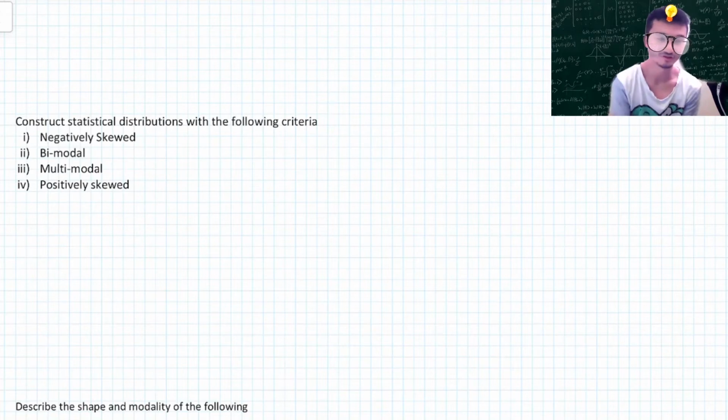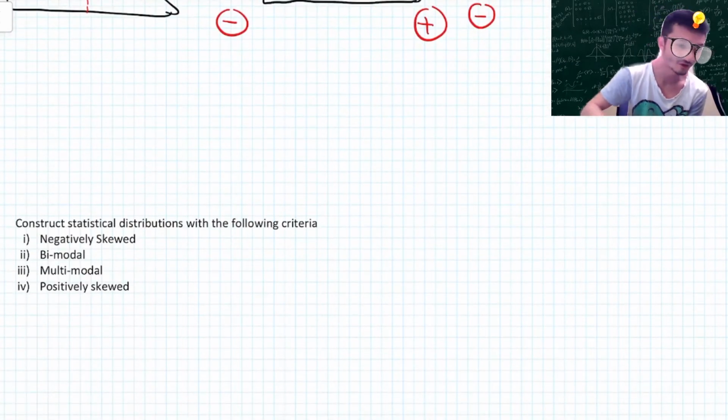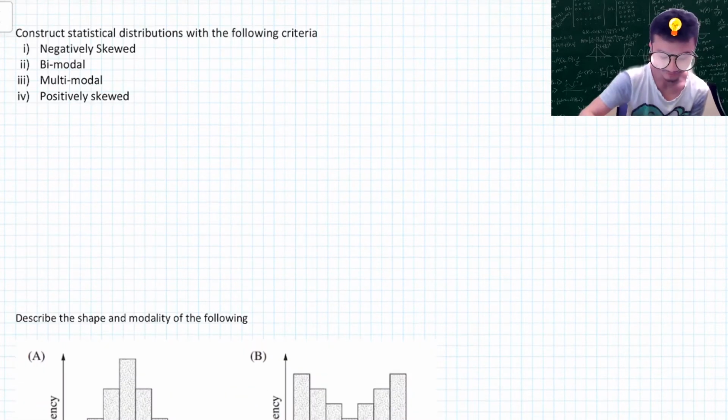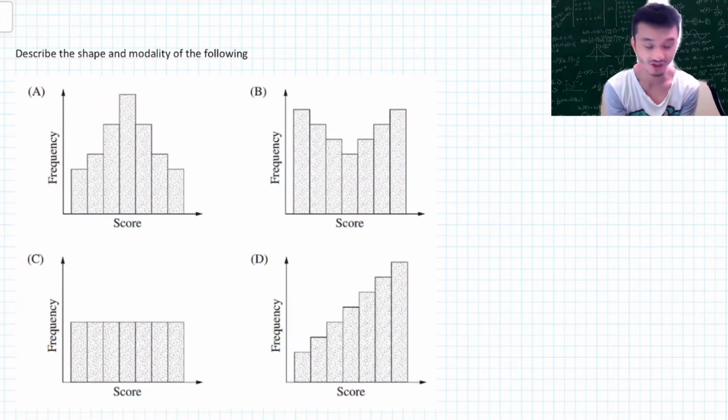So one thing you might want to practice is just looking back and seeing if you can remember what each of these are. I won't do them again for you because they're all up here, so you can always check. But yeah, have a go at just drawing some of these ones over here. All right. What I am interested in though is describing the shape and modality.